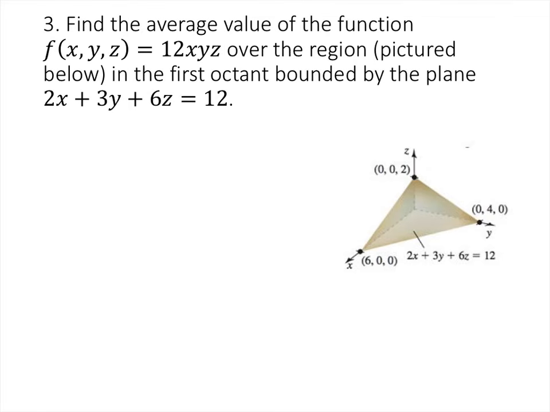So now we have the function f of xyz equals 12xyz, and we want to find the average value of that function over the solid region that we see pictured here. Again, when we set up our triple integral, we would like to be able to set it up where we slice with respect to z first.